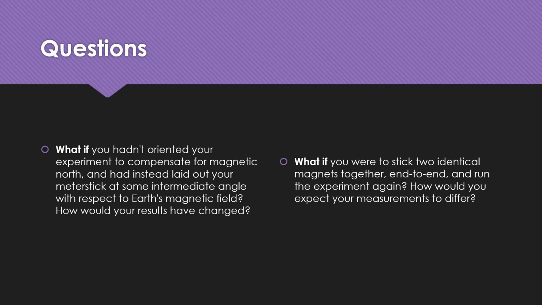What if you were to stick two identical magnets together, end to end, and run the experiment again? How would you expect your measurements to differ? The measurements would be almost twice the magnitude, but not exactly twice since the second magnet would be slightly farther away.